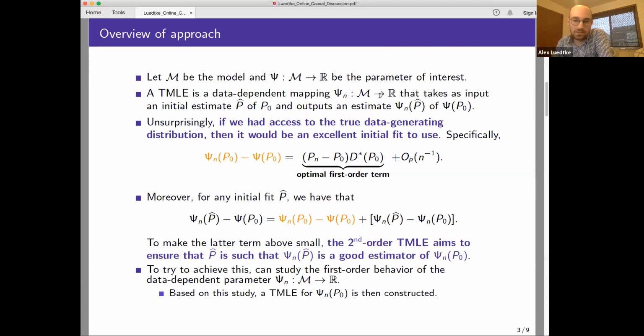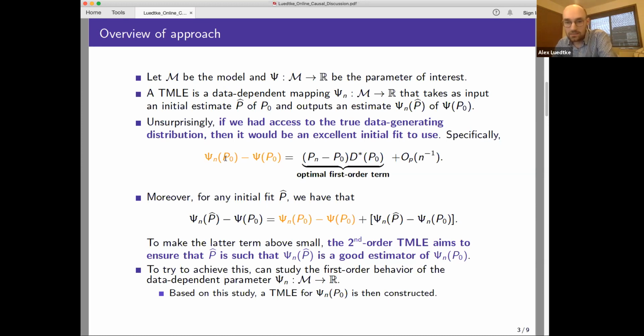Perhaps this isn't too surprising, but if we did happen to have access to the true data generating distribution, if we had oracle access to the true P0, then a very good estimator to use would be to run the usual TMLE and plug in the truth P naught. Of course, this is unachievable. We don't have access to P naught, but for the sake of a thought experiment, if we did, how would this estimator behave?